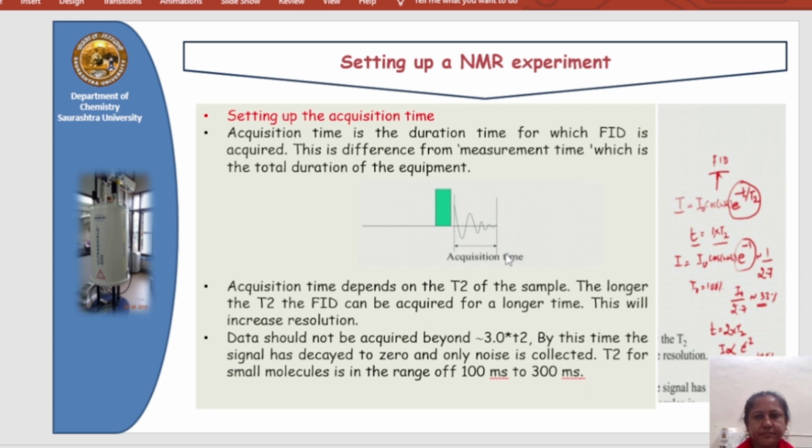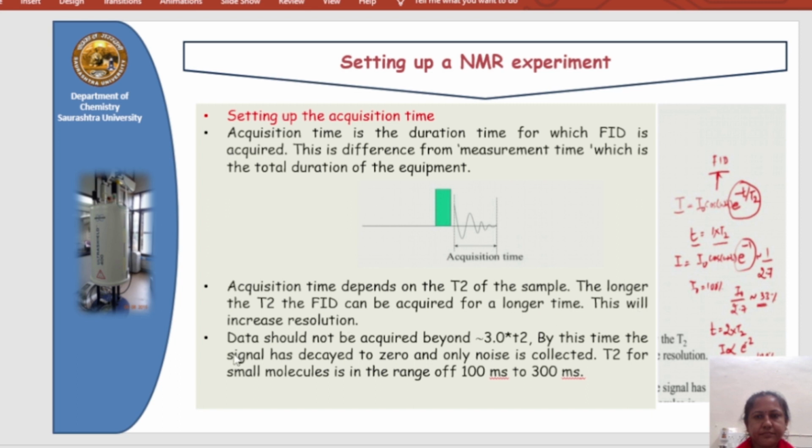If decay is 0, then what happens? T2 level is 0. If T2 level is 0, it means no noise, so practically it is not possible, and we cannot detect the signal. So some noise is necessary. Acquisition time depends on T2 of the sample. The longer the T2, the longer the FID can be acquired.